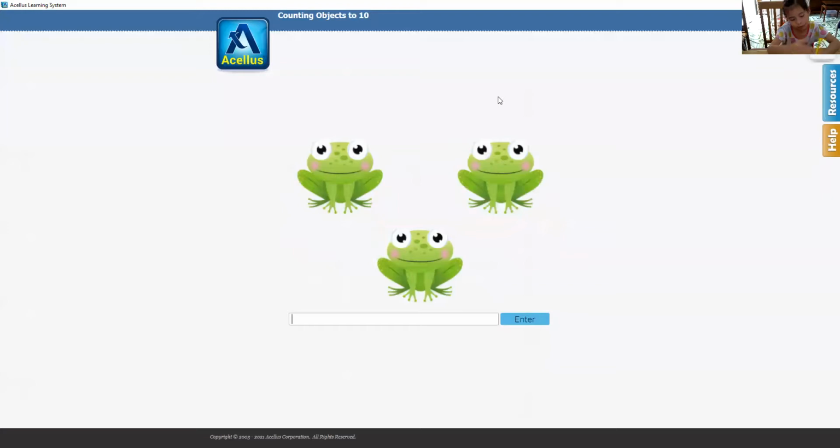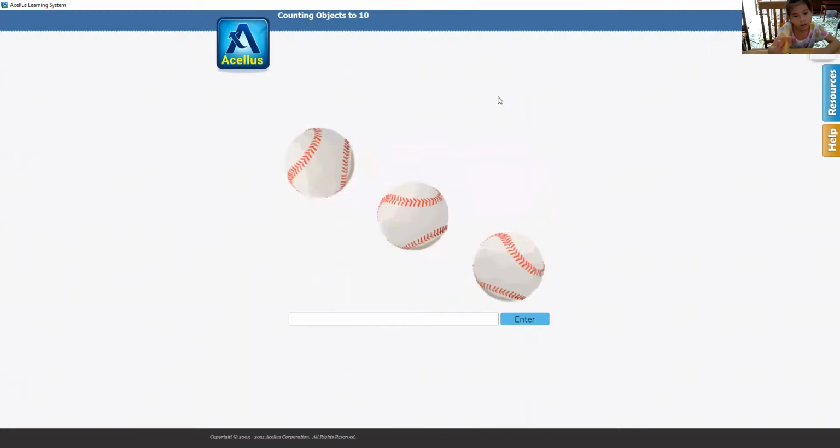How many frogs are there? 1 for this frog, 1 for this frog, 1 for this frog. 3 frogs. How many baseballs are there? 1 for this, 1 for this, 1 for this. Another 3.